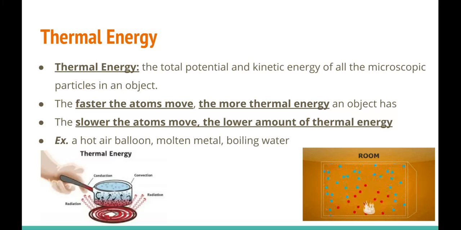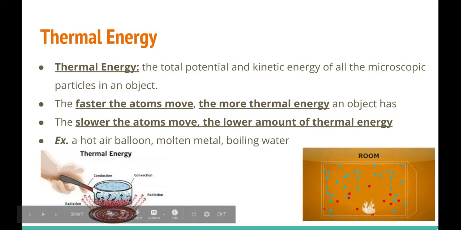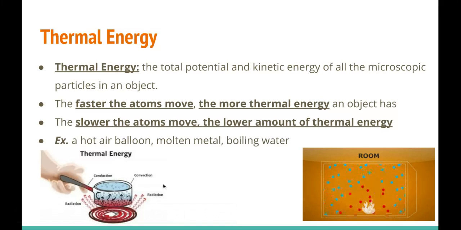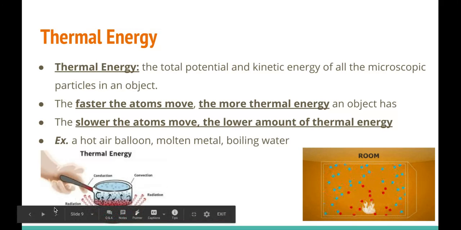Okay, and you can even see in this little GIF over here, as there's this little fire, the blue and the red represent the little atoms in the room that are bouncing off of one another. And you can see that the blue guys are colder and they're not moving as quickly as these guys here by the fire, the red guys that have an increase of thermal energy and are moving faster, and they're moving further around in the room.